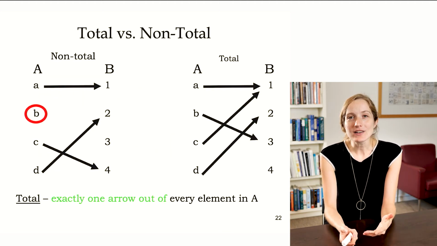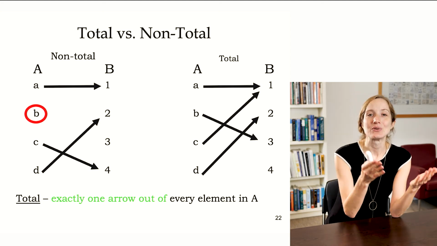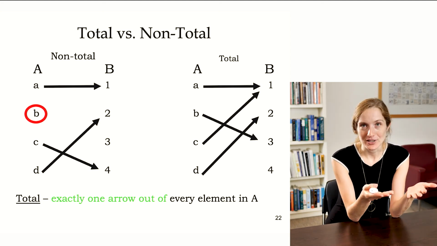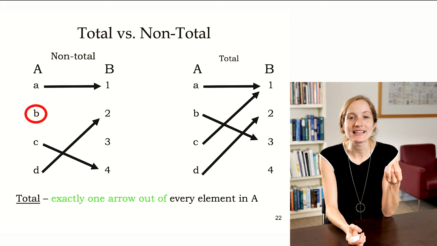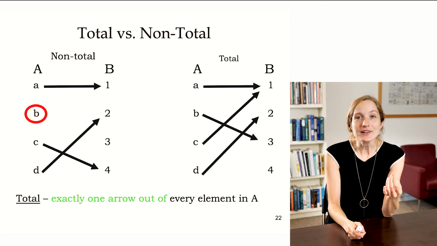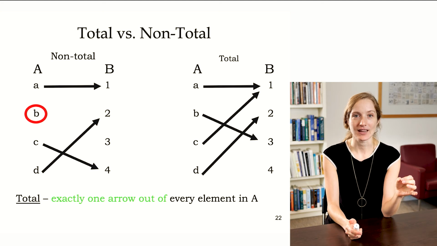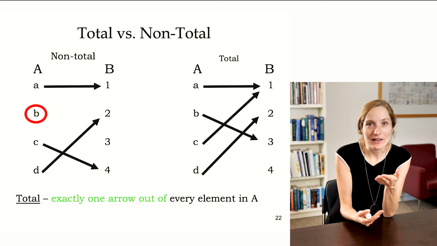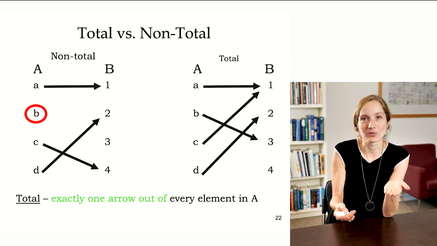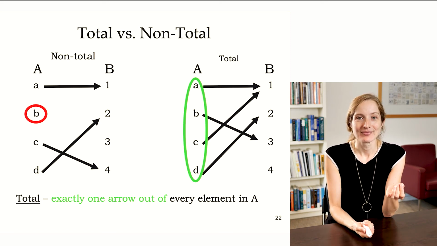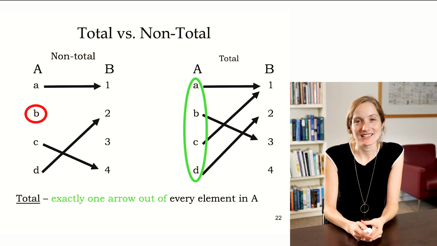Okay, so graphically, what does being total look like? Well, it looks exactly like this. On the left-hand side, I have an example of a function that's non-total, and on the right, there's a function that is total. Being total means that out of every element in the domain A, you have exactly one arrow coming out of it. I have at least one because I'm total, and I have at most one because I need to be a function, so I can't have more than one arrow coming out. And over here on the total side, the domain of definition is equal to the entire domain.